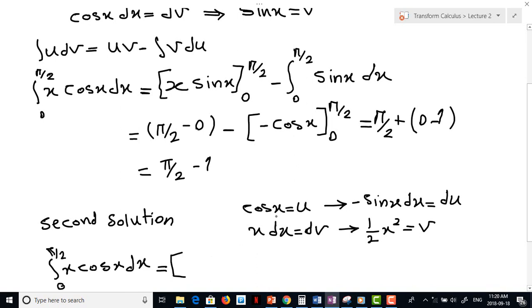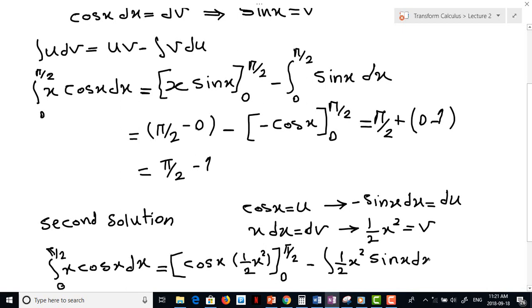So u here is cosine x, and v is equal to half x squared, from 0 to pi over 2, minus the integral of v du. So v is half x squared and du is sine x dx. So the integral from 0 to pi over 2.